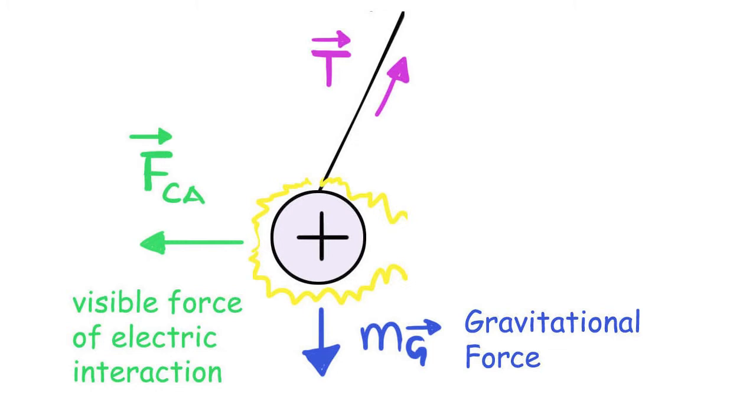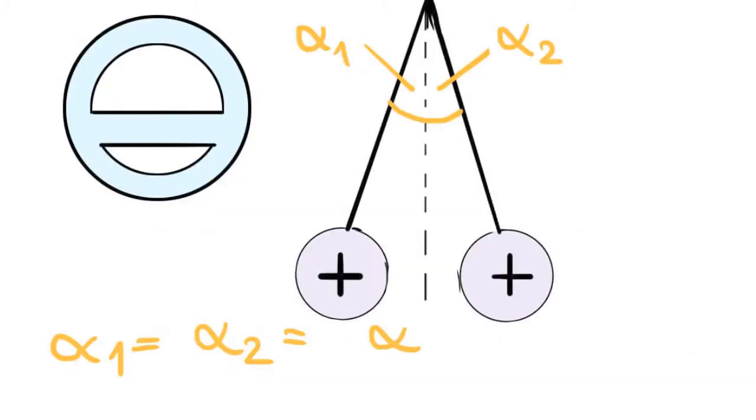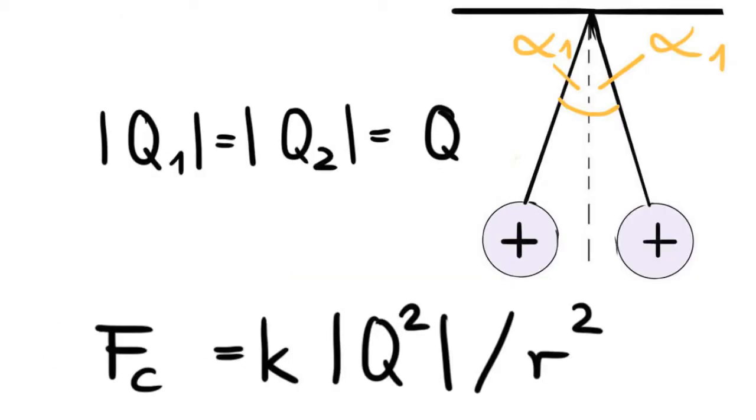Draw the ball as a free object in the equilibrium state under the action of vector T, gravitational force mg, and the visible force of electric interaction. Vector equation of equilibrium. Measure with a protractor angle alpha between the vertical line and every thread and verify that alpha 1 equals alpha 2 equals alpha. Equality proves that close balls receive an equal portion of electricity.